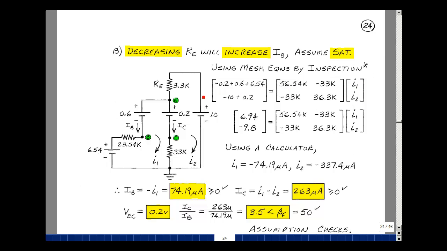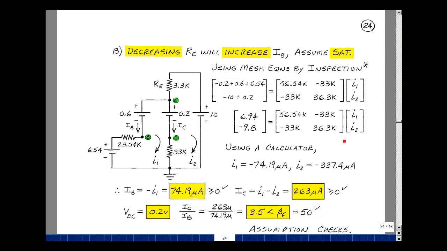Same for mesh 2. Around the mesh, add up all the resistances. Now it's going to go in row 2, column 2. So 33K plus 3.3K is 36.3K. What's between meshes 1 and 2 is 33K, so we're going to subtract that. And then go around the mesh counterclockwise and record all the drops. Minus 10 plus 0.2 goes on the left-hand side of the equation. This turns out to be 6.94, and this is minus 9.8.